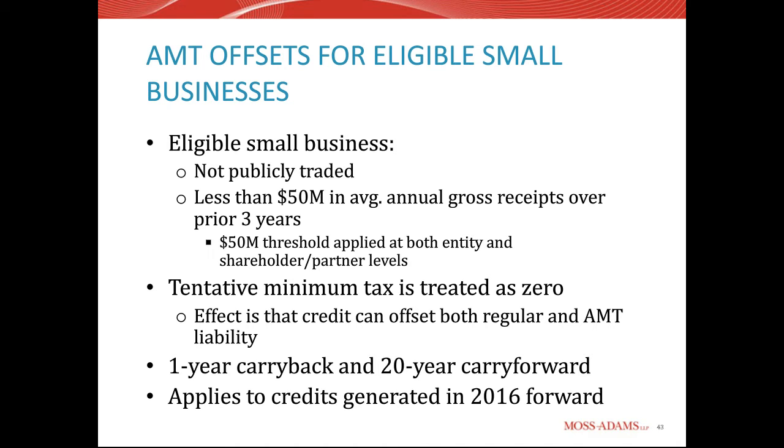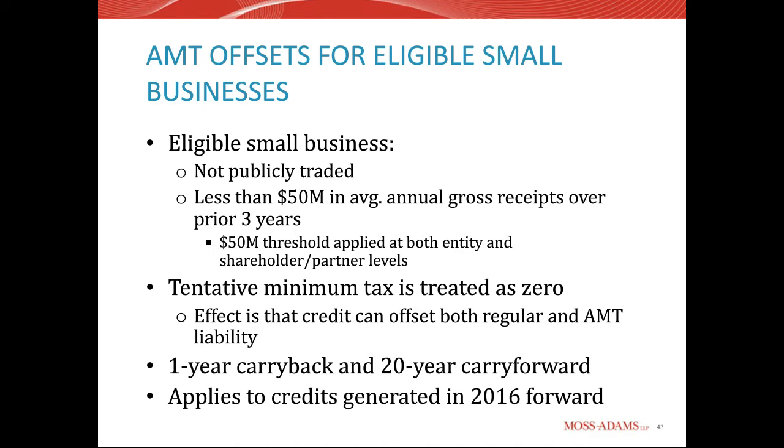So to be eligible, your company has to be not publicly traded and have less than $50 million in gross receipts over the prior 3 years, and that's an average. For those that are eligible, the tentative minimum tax is treated as zero. So the effect of that is that the credit can offset AMT as well as regular tax. It also will carry back 1 year and forward 20 years. And again, this applies only to credits generated in 2016 forward. So prior R&D carryforwards would not be eligible.